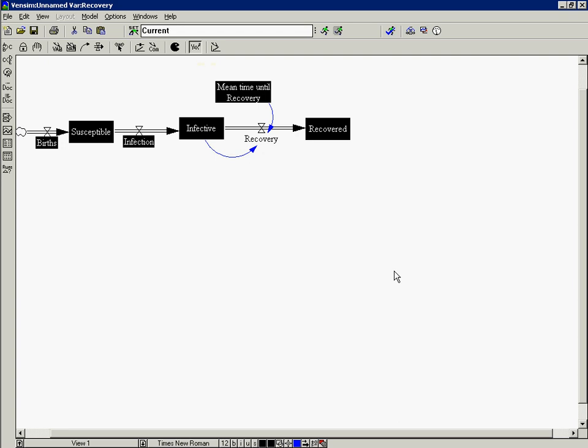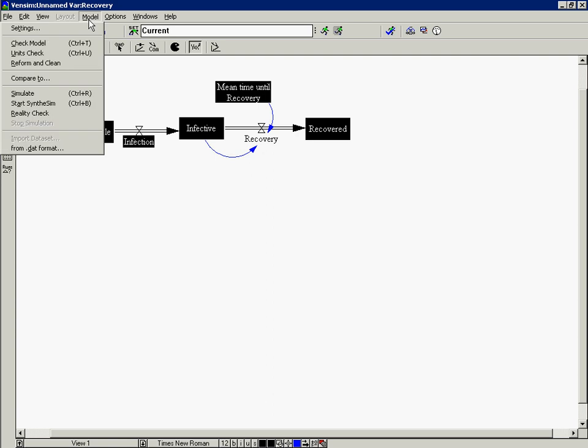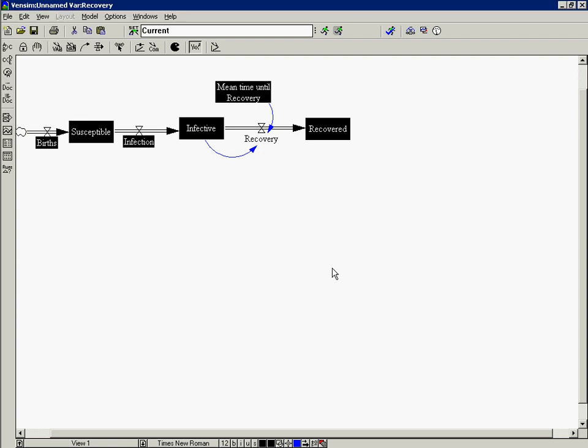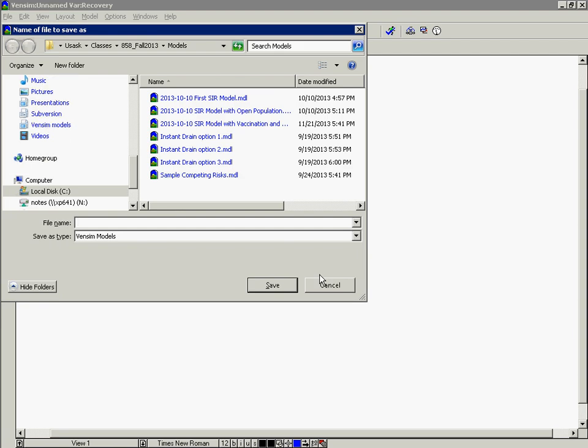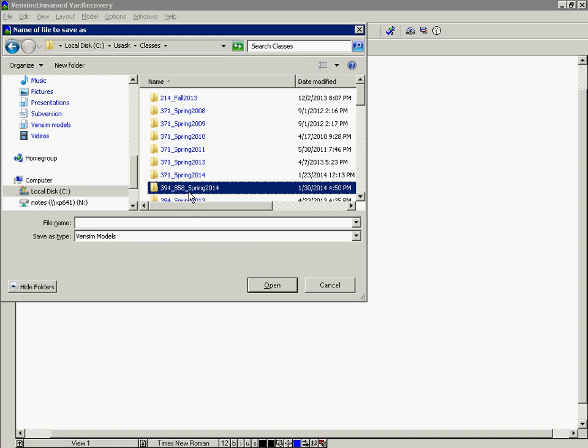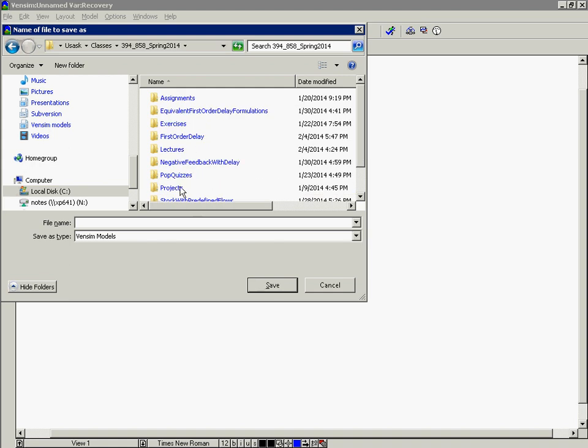And we can make the mean time until recovery, let's make it 10 days. You'll notice if you go up to model, you go to settings. Well, yeah, sure. I'll save this first. So let's go up and save it to models, examples, exercises.